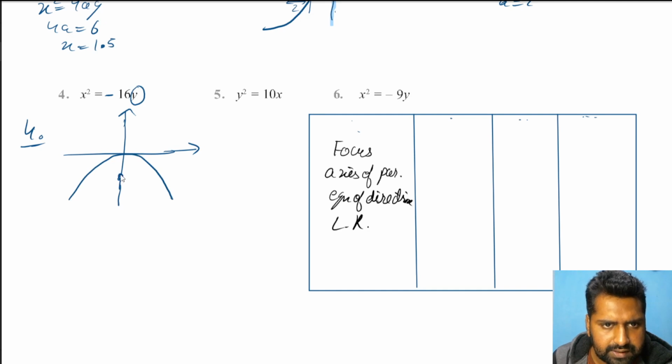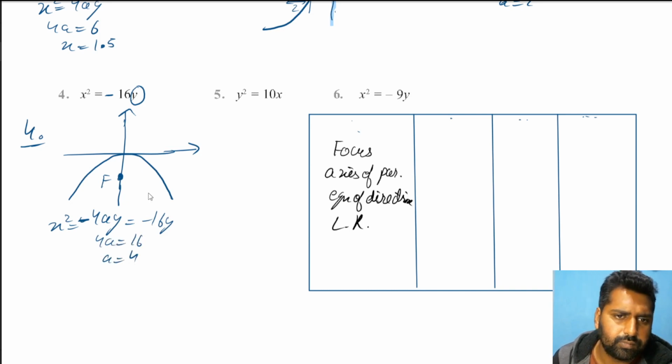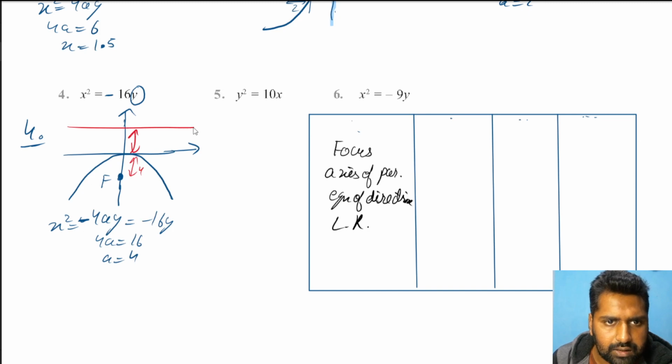So focus will be present here, F, at a distance a. So let's calculate a. x square equal to minus, compare it with minus 4ay equal to minus 16y. So 4a is 16, a is 4. So this distance is 4. So the directrix will be above it, parallel like this, also at a distance 4. This is the directrix.